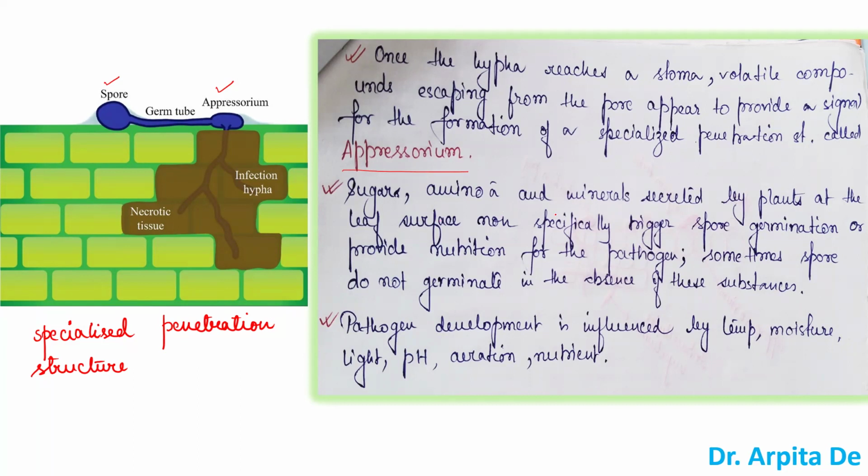Sugars, amino acids, and minerals secreted by plants at the leaf surface non-specifically trigger spore germination or provide nutrition. This is important. The spore needs nutrition to germinate, so these provide nutrition for the pathogen. Sometimes spores do not germinate in the absence of these substances, so these substances are of premier importance. Now, pathogen development is influenced by temperature, moisture, light, pH, aeration, nutrition, all these factors.